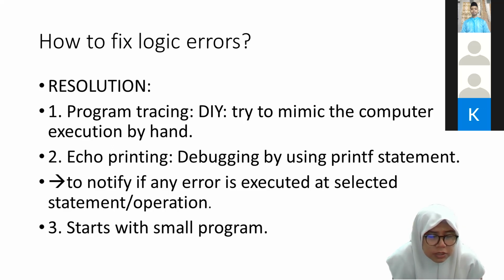The second method is called echo printing. You debug by using the printf statement. This is to notify you if any error is executed at a selected statement or operation. Number 3 is to start with a small program, so go back to number 1. Now this one, echo printing, I want to stress. What does it mean by this printf statement? Okay, let's see.